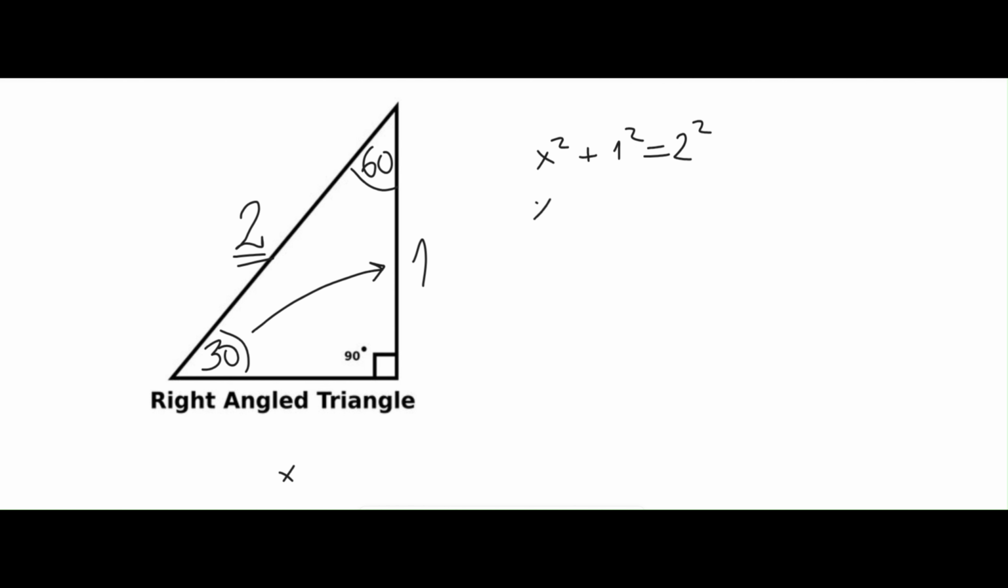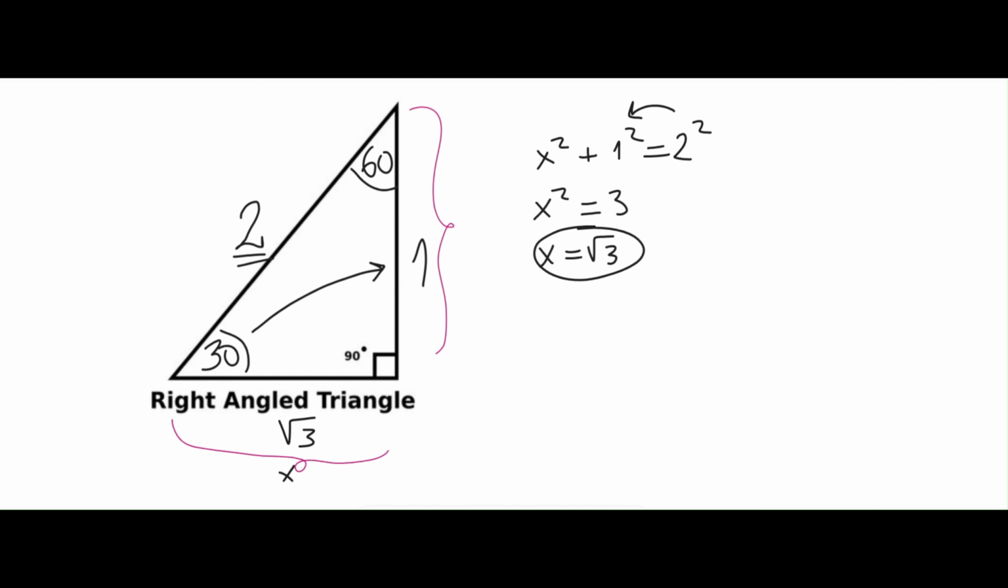Now let's solve it quickly. X squared is equal to this minus this. 4 minus 1 is equal to 3. Basically, x is equal to square root of 3. So, we have it. This side here is 1. This side here is radical 3, and this side here is 2.